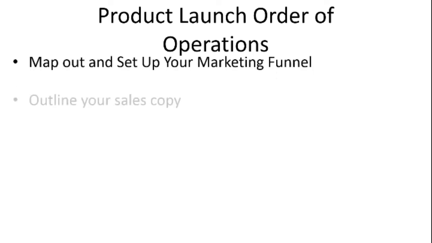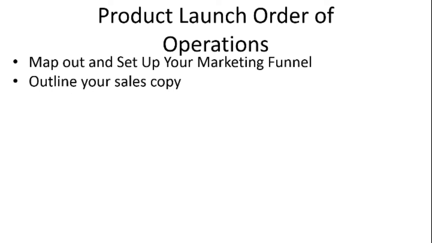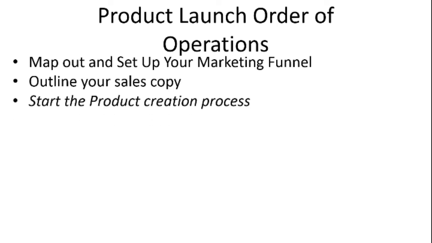All right, let's talk about the order of operations briefly. We've talked about this every week, but let's go over it again. First, map out your funnel. Then write your sales copy. Then start the product creation process. And once you start the product creation process, the things that we're going to be doing, you should be doing these things at the same time.